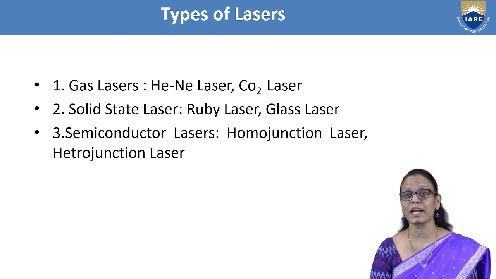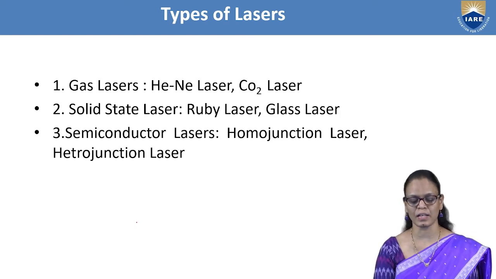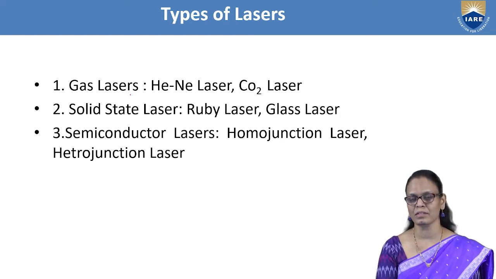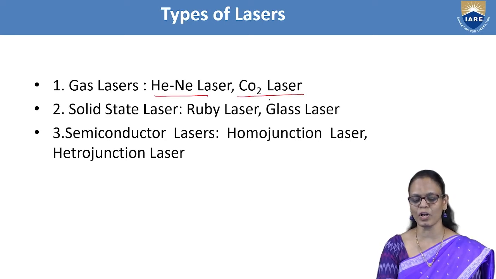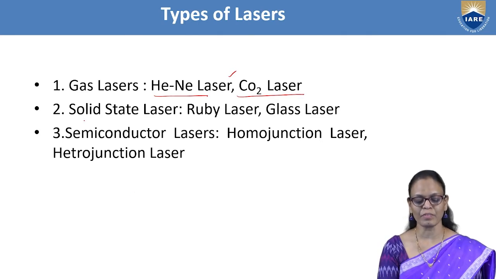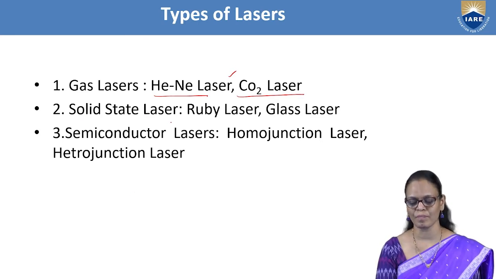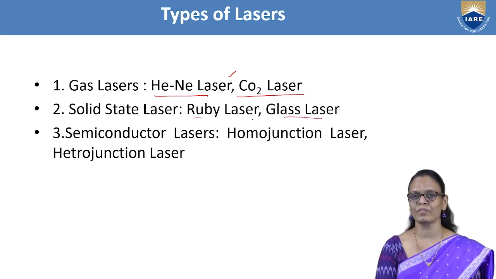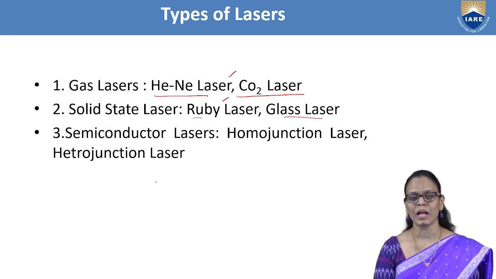And when we come to the types of lasers we are seeing, we have gas lasers, helium neon laser and CO2 laser. We have already discussed the helium neon laser in detail. And then we have solid state laser, that is ruby laser and glass laser. We have discussed the ruby laser. And in semiconductor lasers, we have homojunction and heterojunction laser. These are the different types of lasers we have.